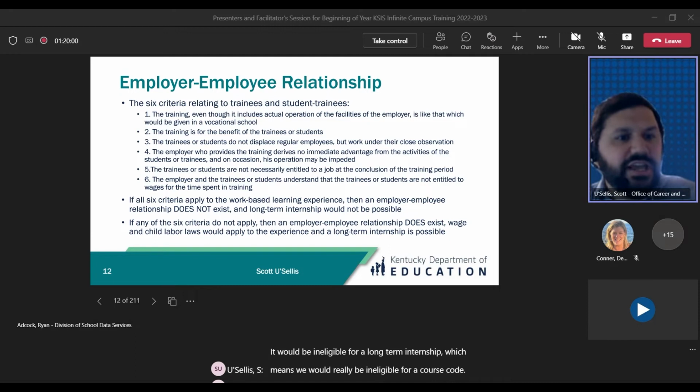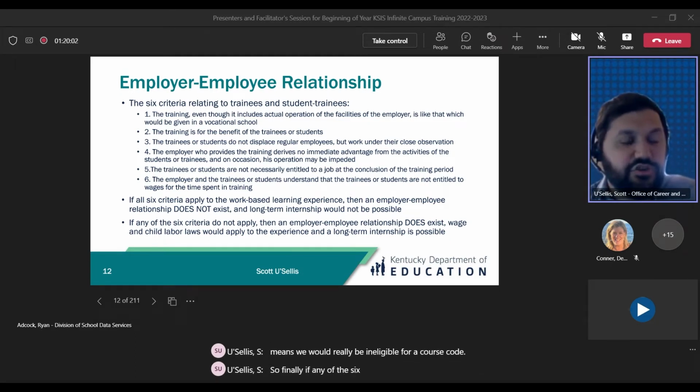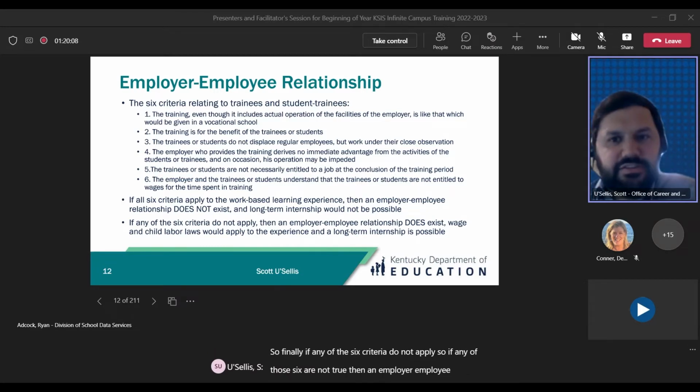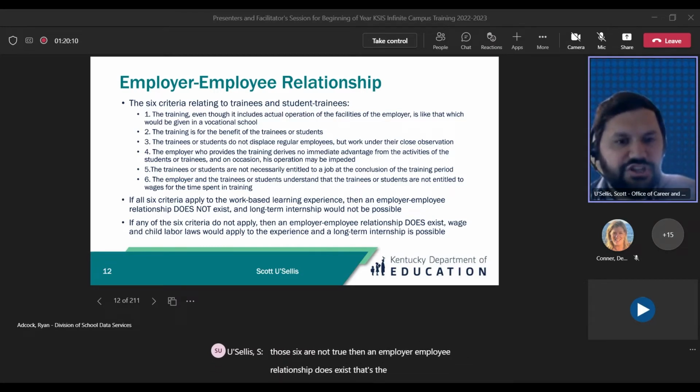So finally, if any of the 6 criteria do not apply, so if any of those 6 are not true, then an employer-employee relationship does exist. That's the creation of the relationship. And then at that point, that does trigger wage and child labor laws that would apply to the experience, and a long-term internship is possible.